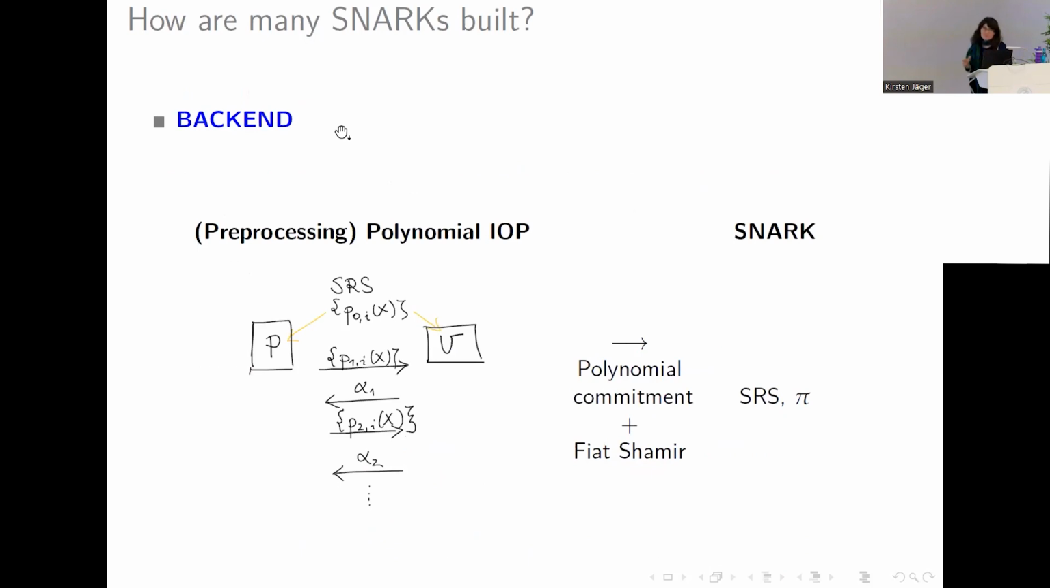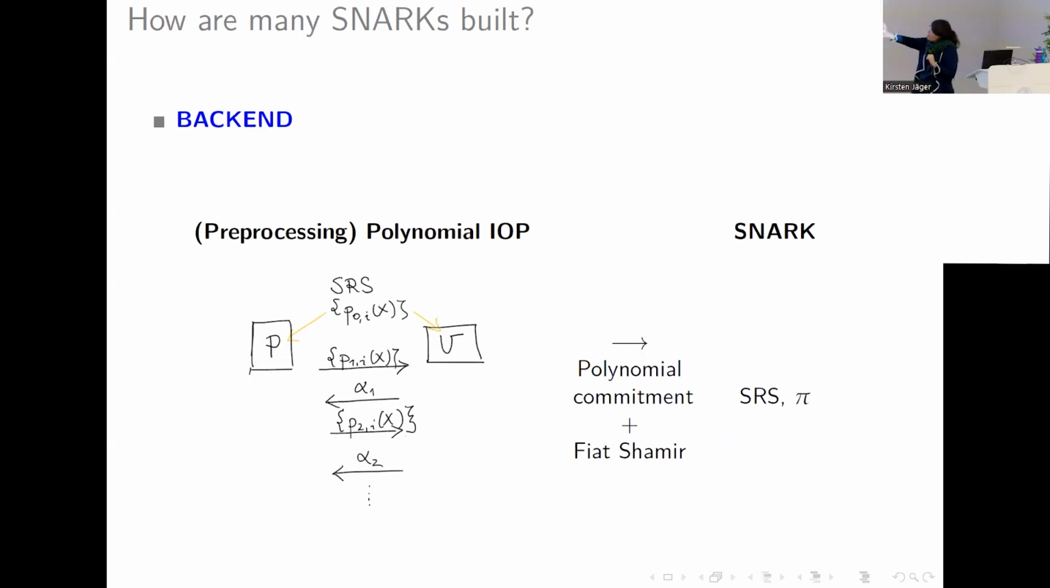Now there's the back end, which takes this computation represented in a certain way to a real SNARK. And usually, the first thing you do is, you have a set of polynomial relations that you want to prove, and you write an interactive protocol that proves this polynomial relation. This interactive protocol consists of a prover and a verifier. They're sending each other polynomials, and they can make degree checks. The verifier can say, please evaluate this polynomial at a random point, and so on.